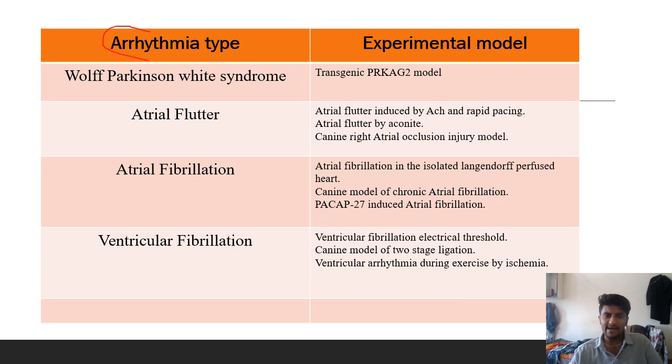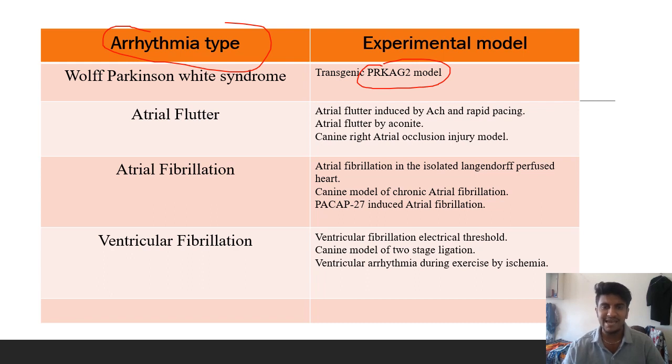Now we have different kinds of arrhythmia, and we have experimental models for different kinds of arrhythmia as well, right? So we have Wolff Parkinson White syndrome, we have atrial flutter, we have atrial fibrillation. These are all different kinds of arrhythmia. Now these arrhythmias have different kinds of models as well, like you have PRKAG model for Wolff Parkinson White syndrome especially. So it is a gene. PRKAG is the protein kinase AMP activated gene. So this gene is basically mutated.